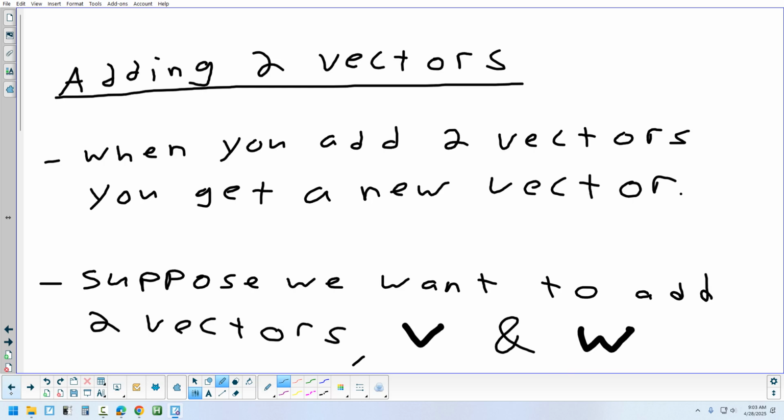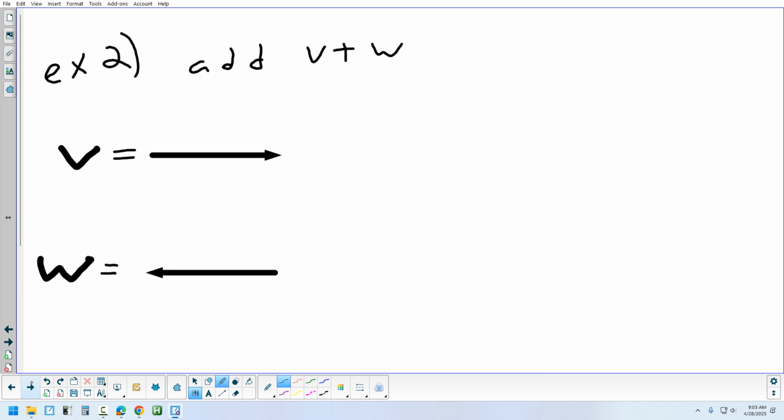But we know when we add two vectors together, you always get a new vector. So when you write your answer to this, it has to be a vector. So we need to figure out how we're going to do that. Okay. If you're not sure why they cancel out, well, let's look at it.